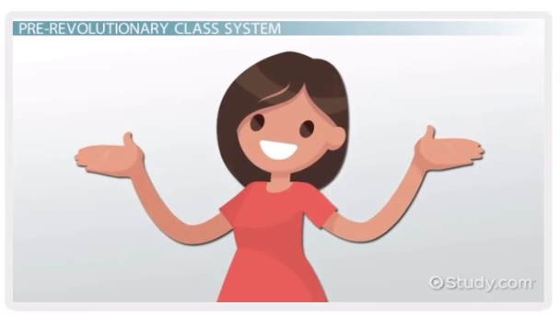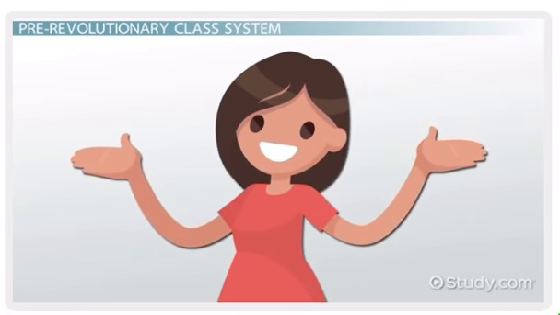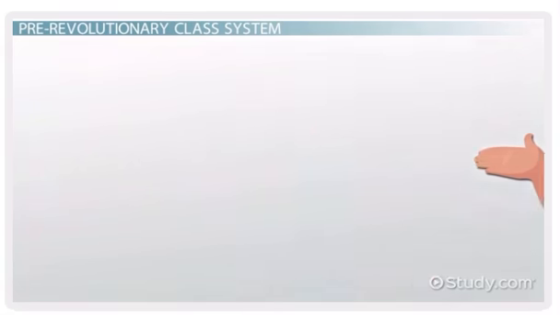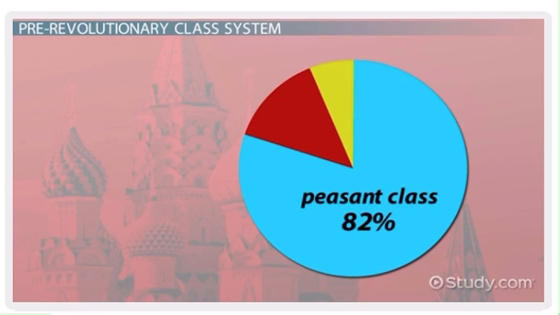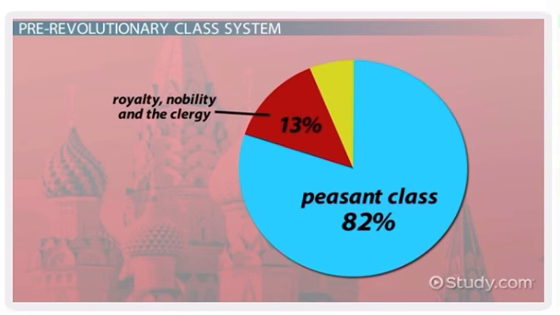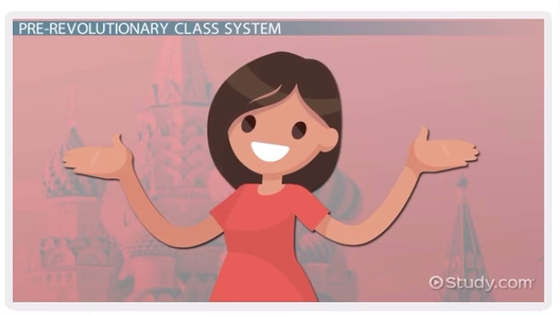Let's look at the socioeconomic composition of Russia in the years before the Bolshevik takeover. Estimates vary somewhat, but roughly 80 to 82% of the Russian population belonged to the peasant class. Approximately 12 to 13% of the population consisted of royalty, the nobility, and the clergy. The remaining 4 to 6% was composed of the middle and working class. So you can see how power and wealth was concentrated in the hands of the few at the expense of the many.